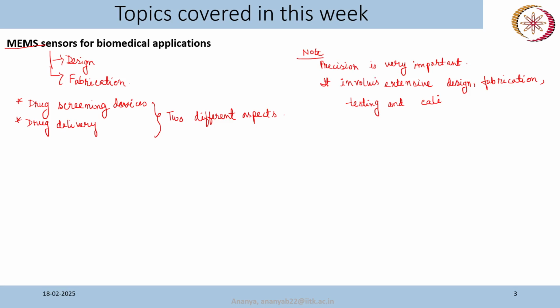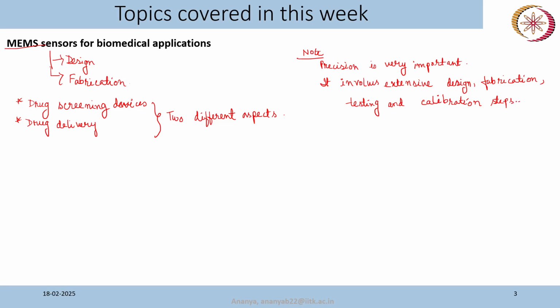Okay, so when you design a sensor, you should know the input-output relation precisely. Over time, if there is any drift in your sensor, that also needs to be calibrated properly. So that is what calibration means. It involves extensive design, fabrication, testing, and calibration steps, and this is very important for biomedical applications.